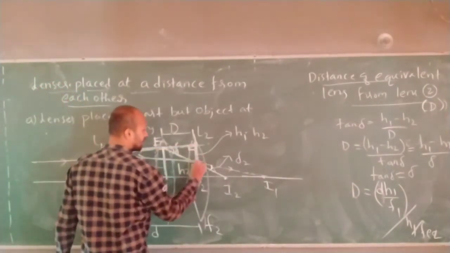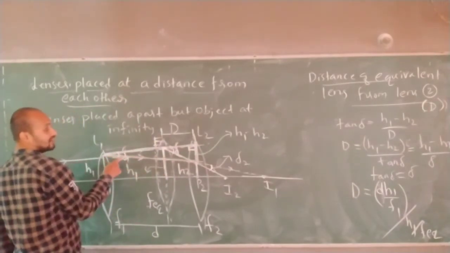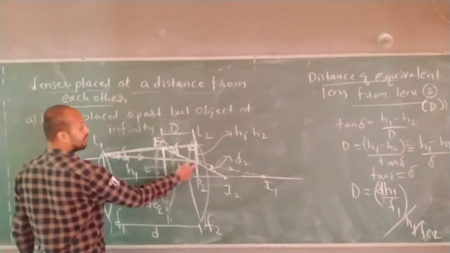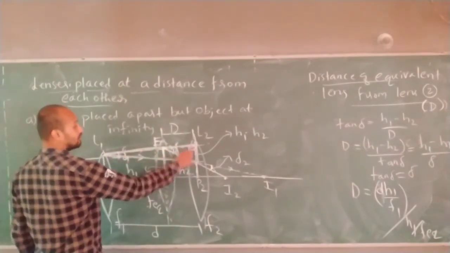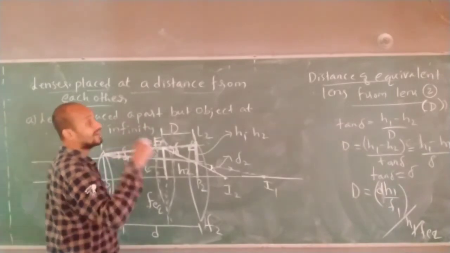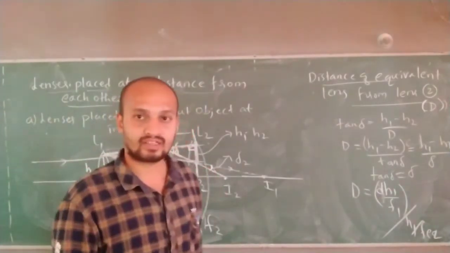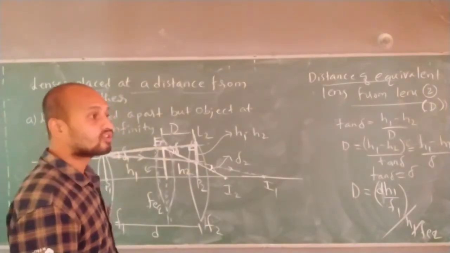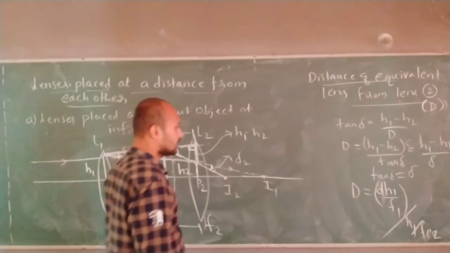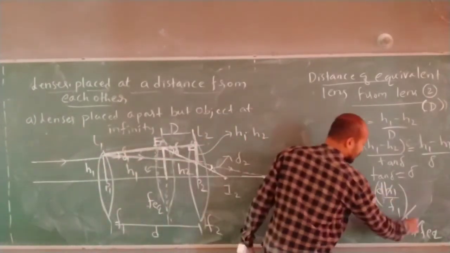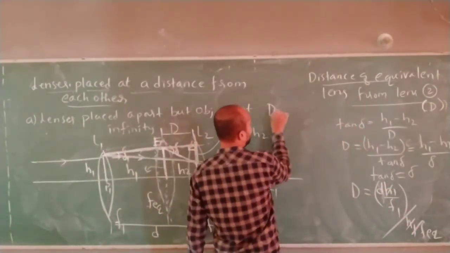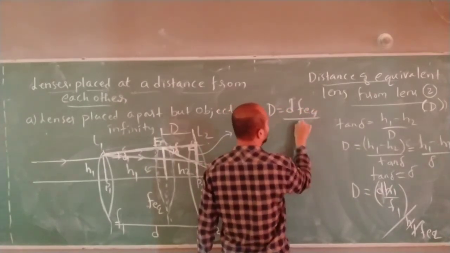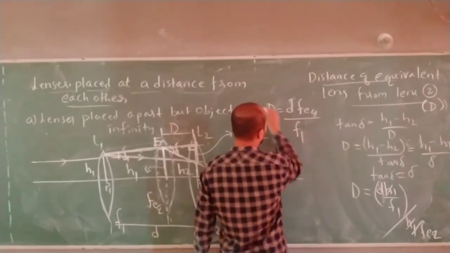h1 minus h2 value, I can write d into h1 by f1. How? Look at this triangle. From this triangle, dou 1, tan dou 1 is equal to what? Tan dou 1 is equal to h1 minus h2 divided by d. So h1 minus h2 is equal to d tan dou 1. Or tan dou 1 can be written as dou 1. So d into h1 by f1. This will be the case. h1 is getting cancelled. So capital D is small d into f equivalent divided by f1.